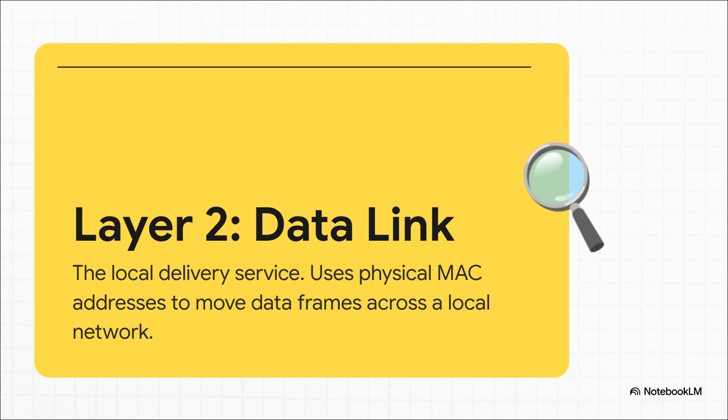Which brings us down to layer 2, the data link layer. This is your local mail carrier. This layer takes that whole IP packet and puts it into one final wrapper called a frame. And that frame has the specific MAC address for the very next stop on the journey, making sure it gets from your router to the next one, and so on.